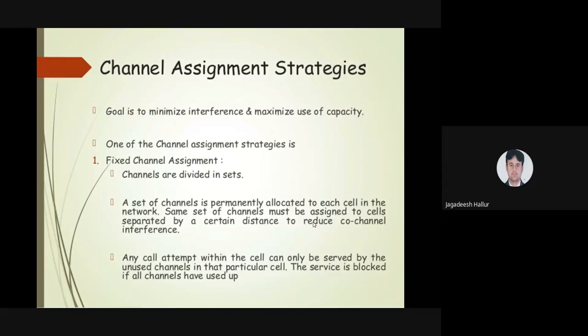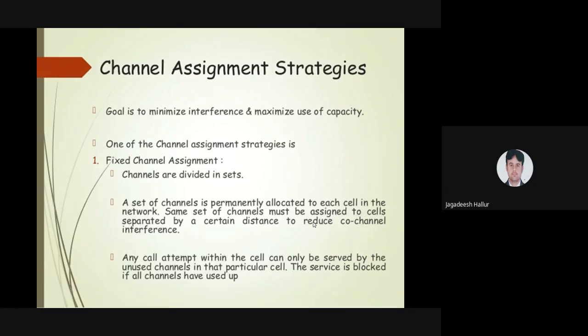No channels are available in A1, but the user wants to make a call from the A1 cell. The channel is available in A2, 1 channel is available. He has to borrow that channel from the A2 cell. Once the call is over, that channel has to be returned to that particular cell. This is called the borrowing process.